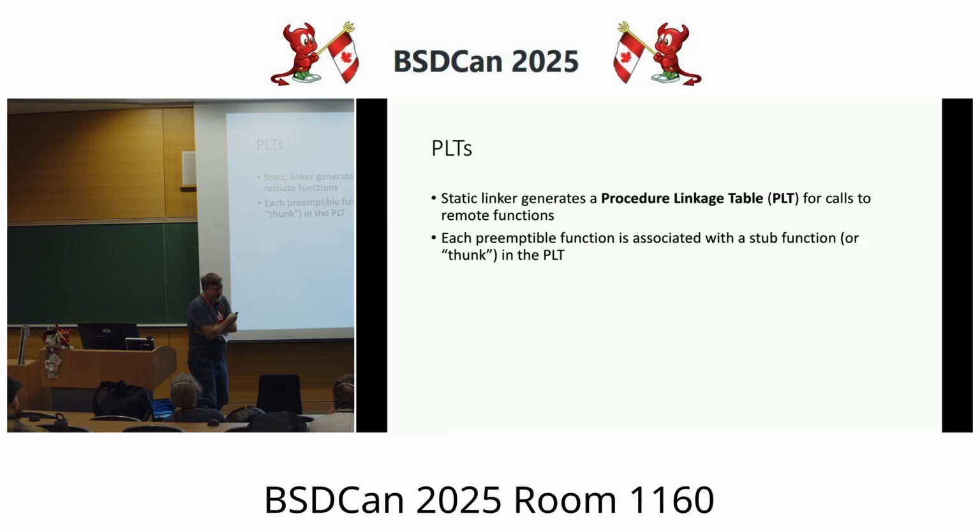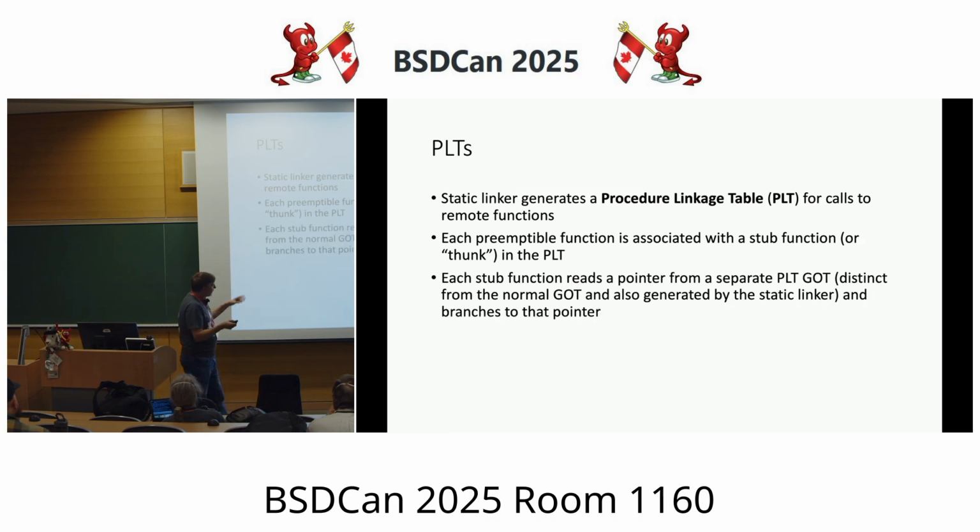And what we do with the PLT is for every preemptible function that a given shared library or executable might call, we create a special little stub function, usually only a couple of instructions, like 3 or 4 instructions long, or a thunk in this PLT. And it's an array of these stubs. And every stub function does only a couple of things. It has an entry associated with it in a new GOT. We actually have a separate GOT called the PLT GOT, which is different than the other GOT. So we have 2 GOTs now. And the stub function reads a pointer out of the PLT GOT and branches to that.